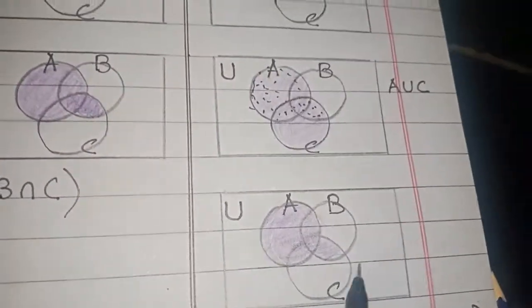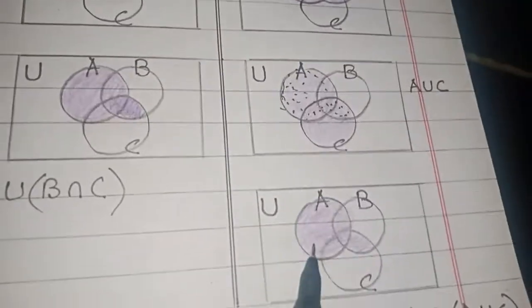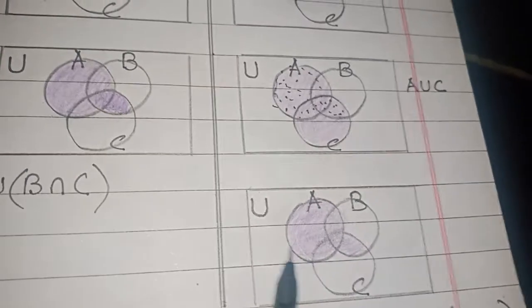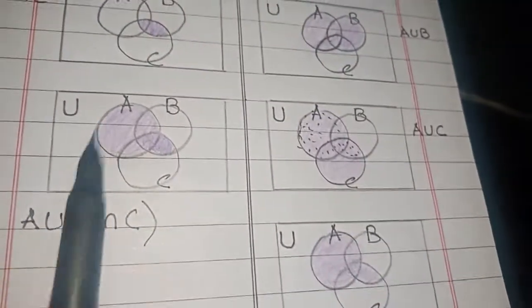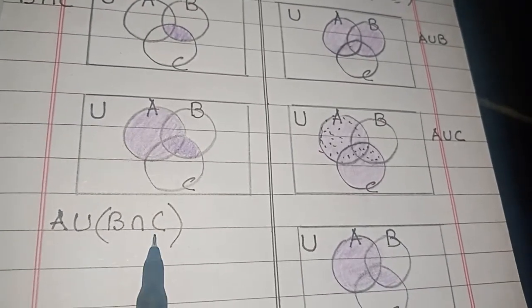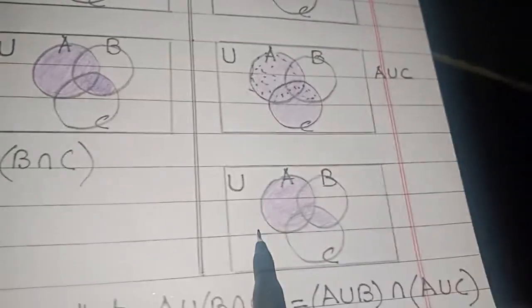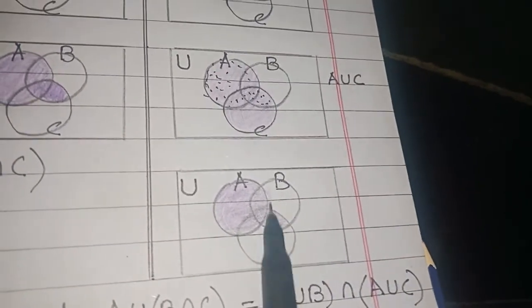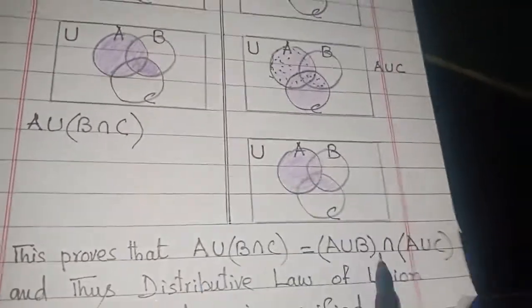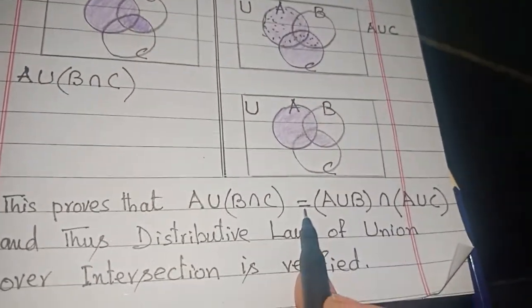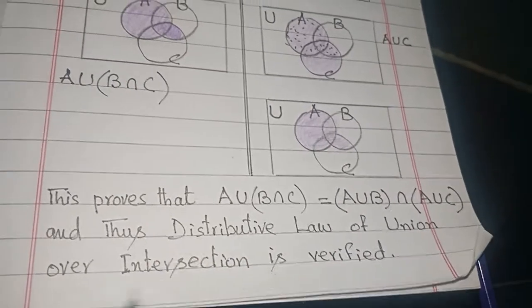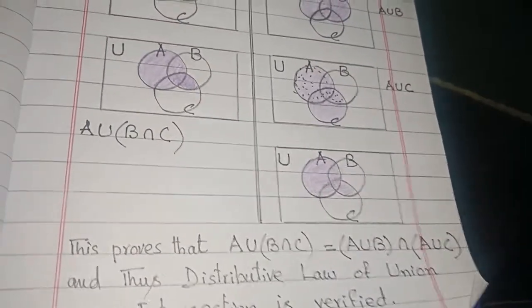Now look at this. This is our final representation of the right hand side. Compare this diagram with the left hand side picture, and these are the same thing. So A union (B intersection C) is equal to (A union B) intersection (A union C). This proves that both of these expressions are equal, and thus the distributive law of union over intersection is verified.